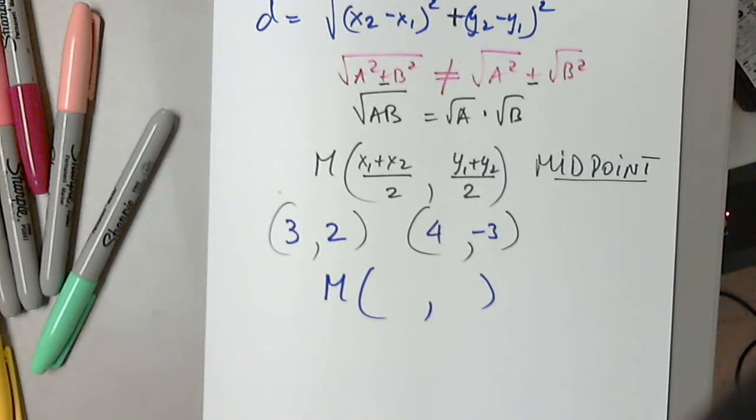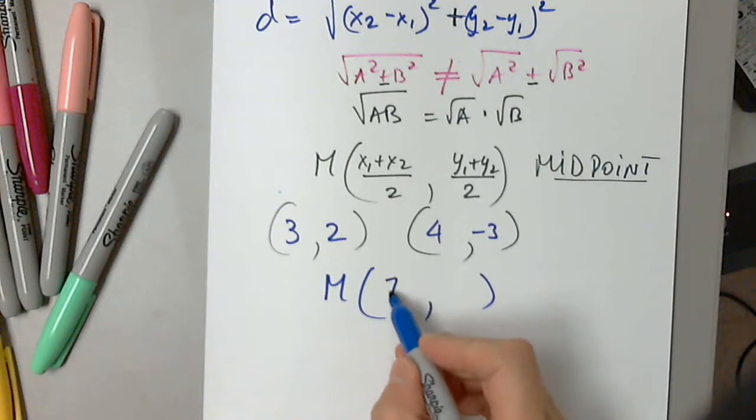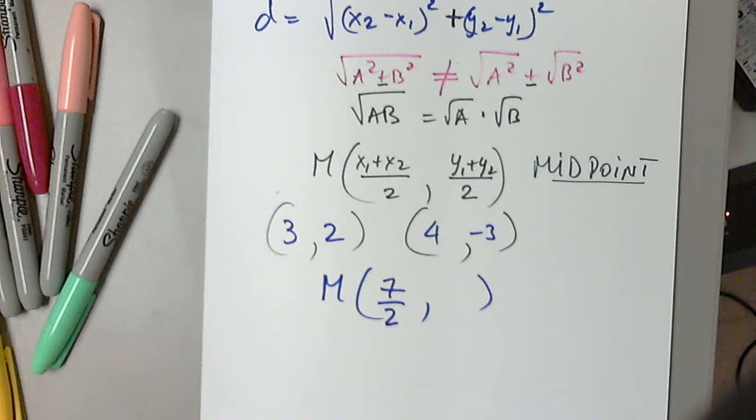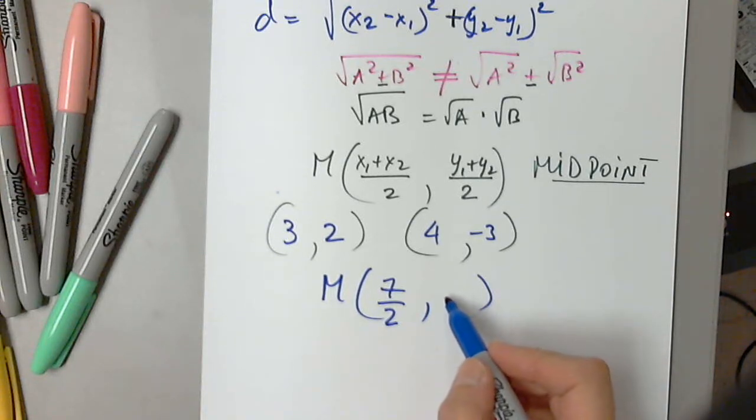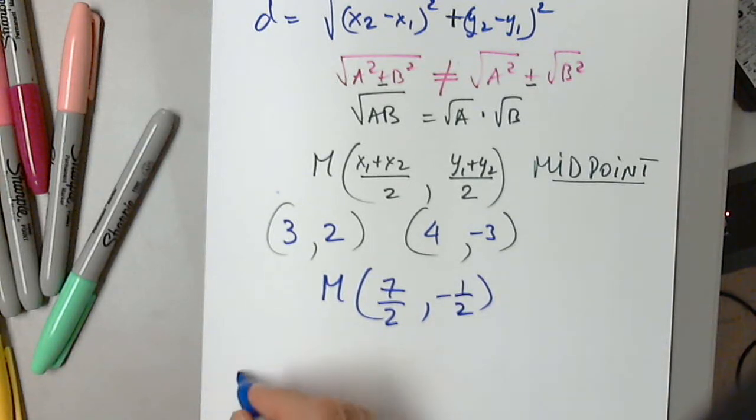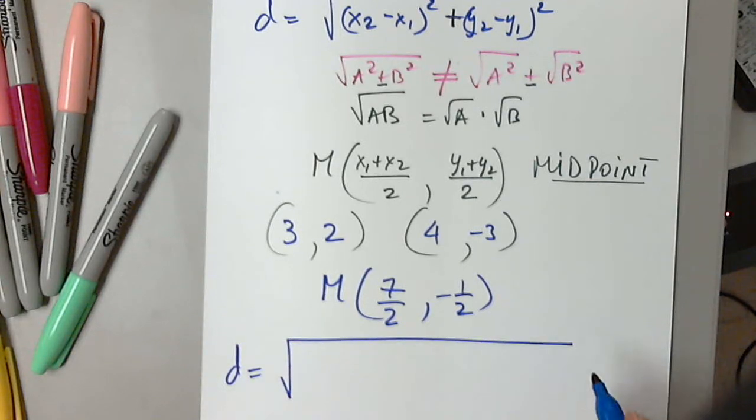So what is the x coordinate of the midpoint? Yes, 7 divided by 2. Excellent. What is the y coordinate of the midpoint? Add them up and divide by 2. That's it. Now let's determine the distance. Any questions on the midpoint?